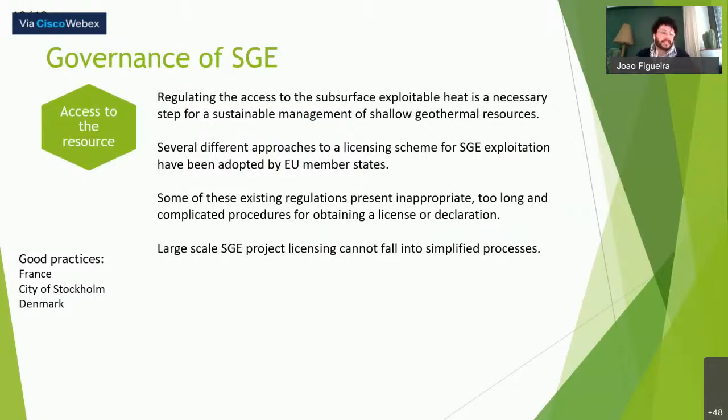For instance, I would like to talk about France and the city of Stockholm. In France, they adopted a simpler and less complicated permitting system where they identified the small systems using thresholds like the system size and the needs of the infrastructure. And then you could get just a declaration for the usage of the shallow geothermal energy resource. The city of Stockholm, for instance, they have an online service that you could also get a license for your system. So in an online system, you can get a super easy process to get this licensing.